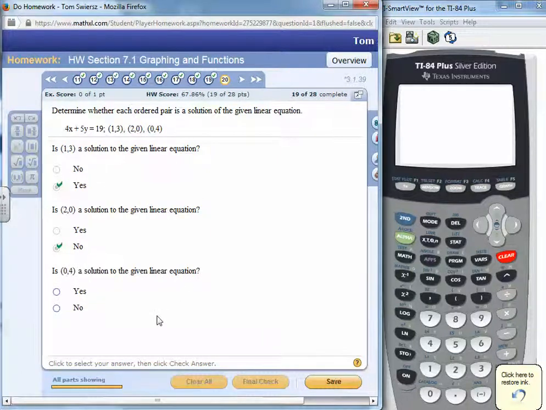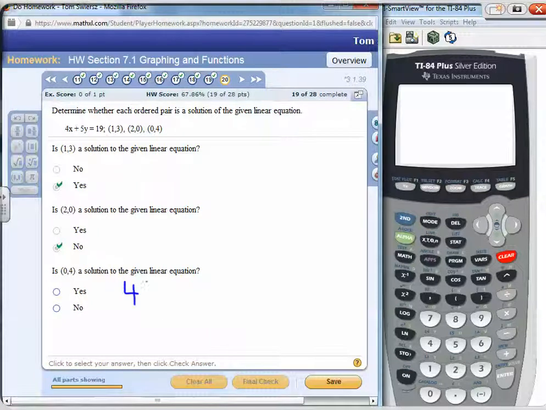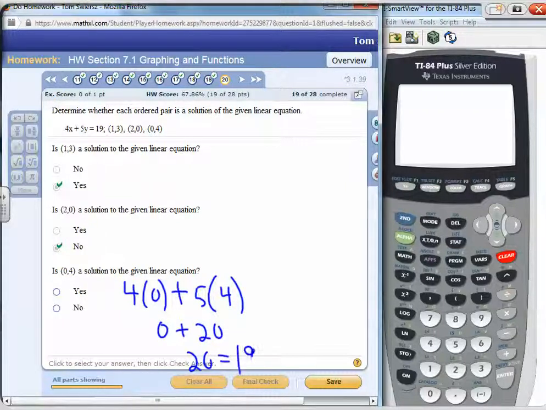Okay, and finally (0, 4). So the x value is 0, right? So 4 times 0 plus 5 times the y value, which is 4. 4 times 0 is 0. 5 times 4 is 20. 0 plus 20 is 20. But it's supposed to equal 19. They're not equal. So the answer is no. The two sides don't come out the same, so it is not a solution.